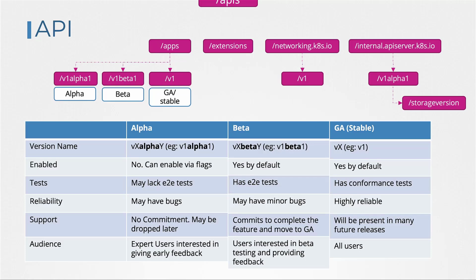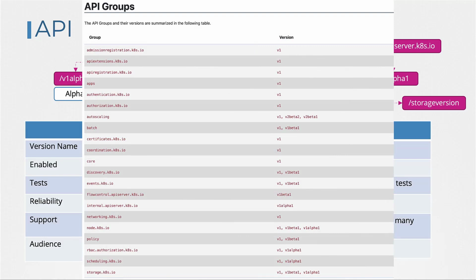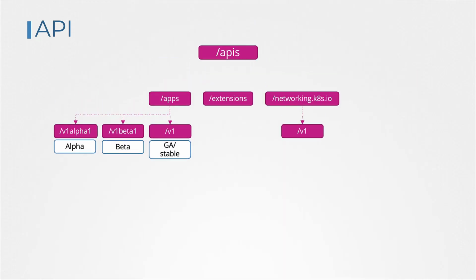Now, as you might have noticed, most of the API groups such as apps, authentication, authorization, certificates, coordination, etc. are GA and stable now. However, if you look at some of them, they have multiple versions. For example, autoscaling has v1, v2beta2, v2beta1, etc. The node API group has v1, v1beta1, and v1alpha1 versions. And so why is that, and what does that mean? An API group can support multiple versions at the same time.